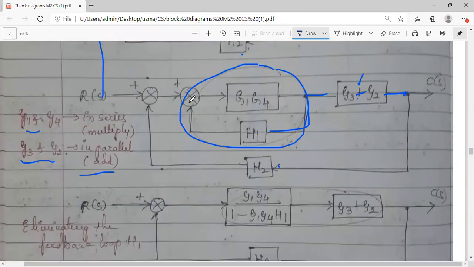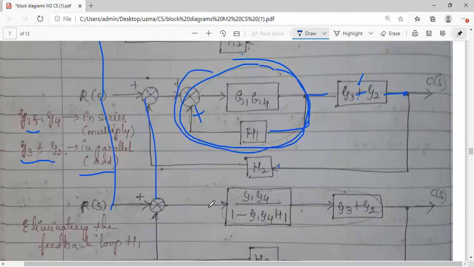And one more thing, no sign is given here. So let me take this as a positive feedback. You can take negative also. Just as an example, I am taking it as positive. So R of S as it is, adder as it is. This is your feedback loop.